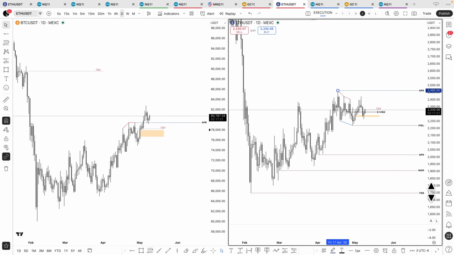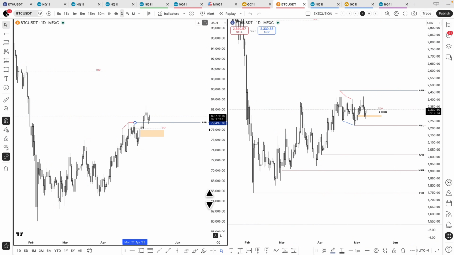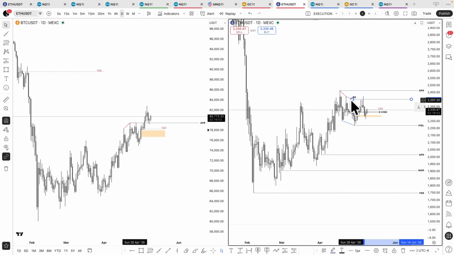So the high of the month for Ethereum was established on the 17th of April, while the high of the month for BTC was established on the 27th of April. If we take a look at the 27th of April candle on Ethereum, we take notice of the fact that Ethereum actually engaged with this high. But the underlying factor still remains that the respective high of the month for April on Ethereum has not been engaged with.